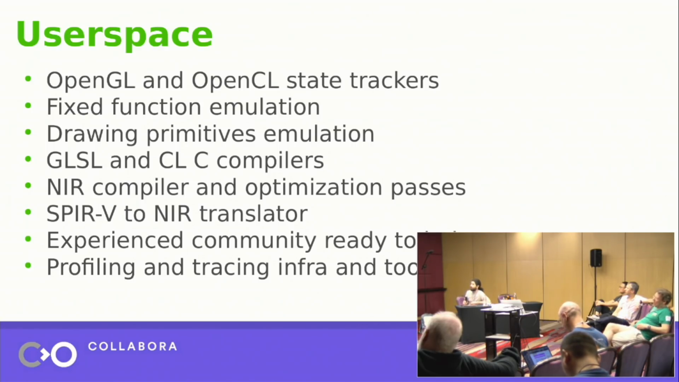You have the compilers for GLSL and CL C that can produce TGSI, which is the older intermediate representation, or recently NIR. And then you have a lot of tools around NIR and optimization passes that all the drivers can use and don't have to come up with their own. You have that SPIR-V to NIR translator that is important for OpenCL. That's also common. And you have a lot of people there who have already done what you have done for other hardware and can share their experiences and save you a lot of time and grief and make the end product much better.